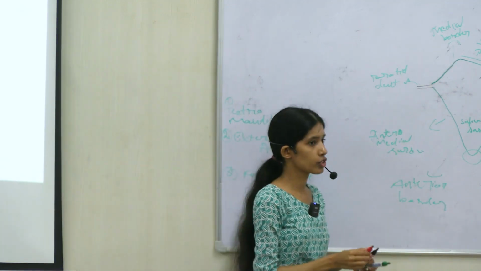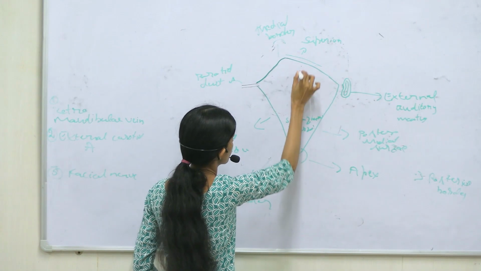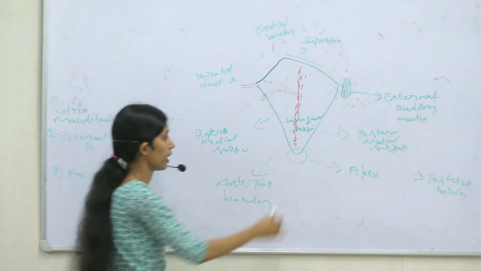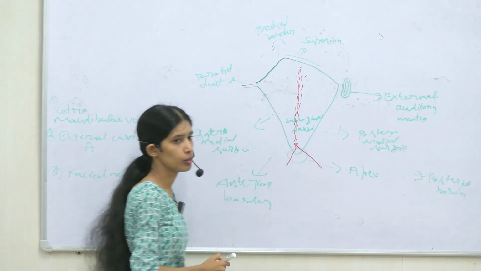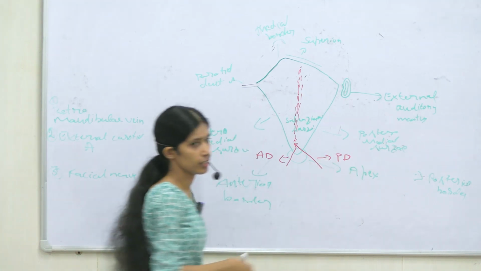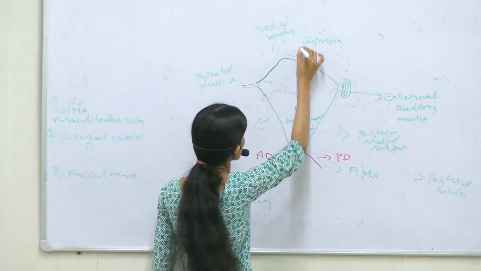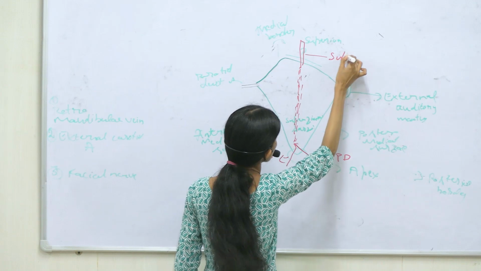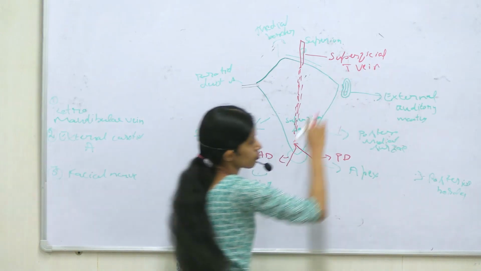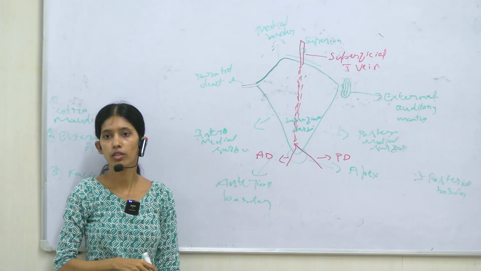Now imagine inside your parotid gland we have a retromandibular vein. This retromandibular vein at the apex of the parotid gland divides into two parts. This is called anterior division and this is called posterior division. On the base part, that is on the superior surface, it continues as the superficial temporal vein. And this part what you are seeing here is the retromandibular vein.